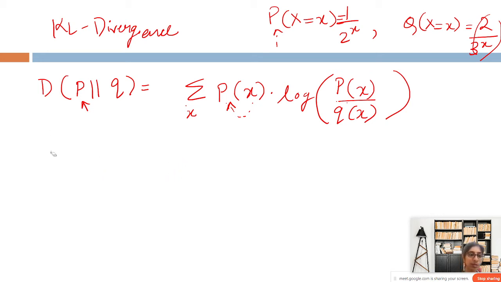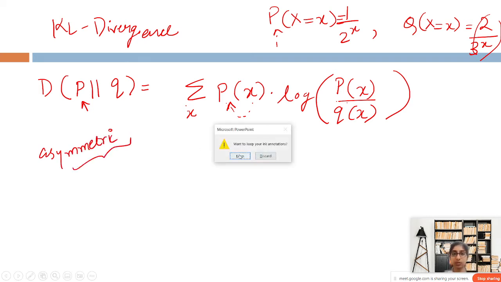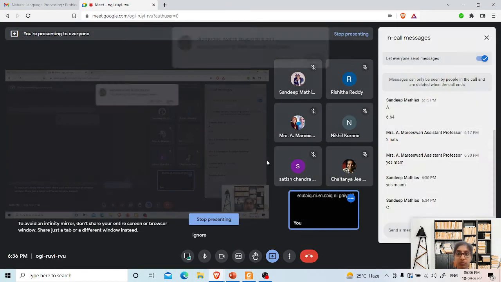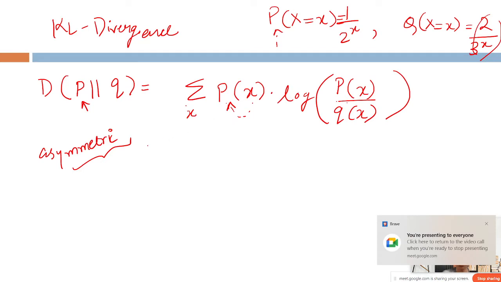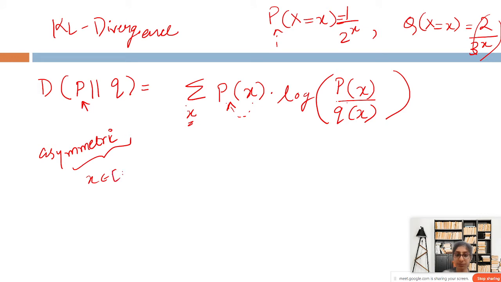Just you have to remember that KL divergence is an asymmetric function. It will give a different answer in both the cases. So now from the question, we have been given that x belongs to 1 to infinity. Why? Because it was given that x belongs to the positive integers. Positive integers lie in this range. So now we are solving this.